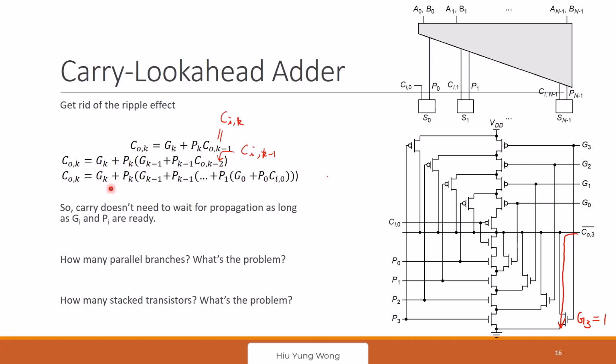G3. I'll tell you, 3, right? The third bit, right? So the negation of the output is 0 if the last bit generates. Make sense? CO3 equal to G3 plus, do you see that?